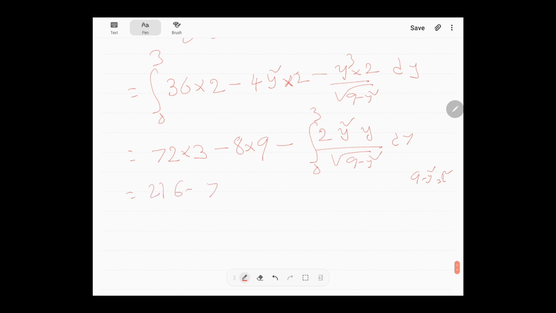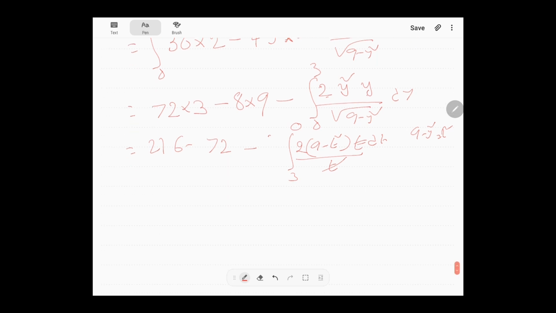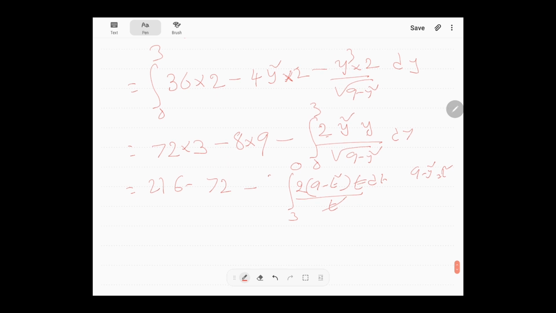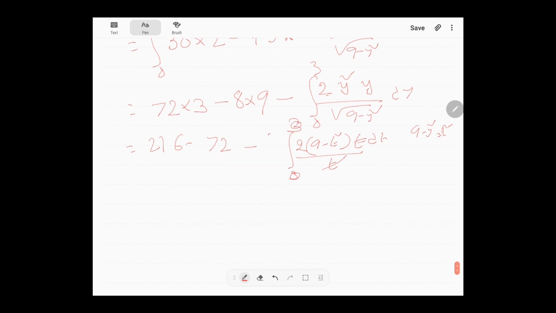So this is 216 minus this is 72 minus, and if I substitute this, if I put y is 0, t will be 3, and if I put y is 3, t will be 0, and this is 2y dy. Here I have 2y dy. 2y dy is minus 2t dt, and y square is 9 minus t square. This is t dt by 9 minus y square root is t. This t and t gets cancelled, and y dy is minus 2 dt. Therefore, because of that minus, I can change the limits 0 to 3.